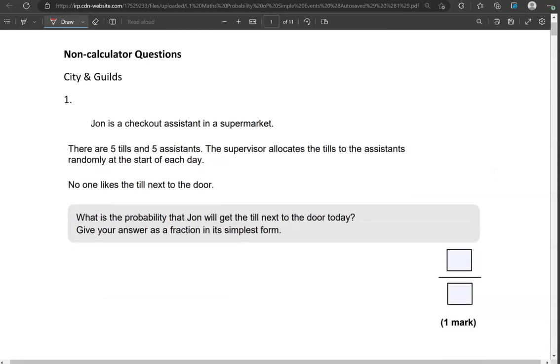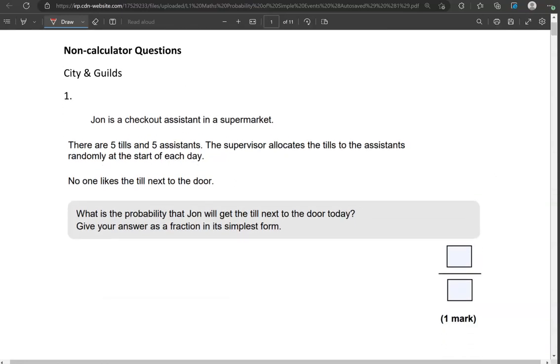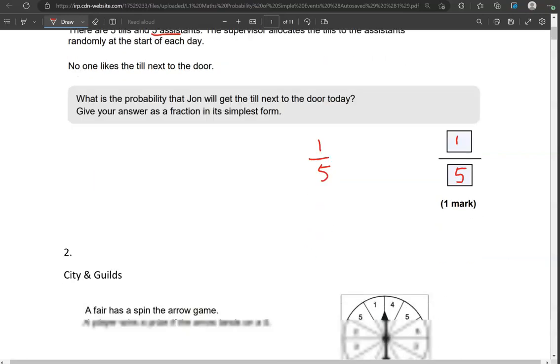As the assistants are allocated randomly, and there are 5 assistants, that means the probability of the till next to the door being allocated to John is 1/5, because only 1 out of the 5 assistants will be allocated that particular till. This is already in its simplest form, so we won't change it.